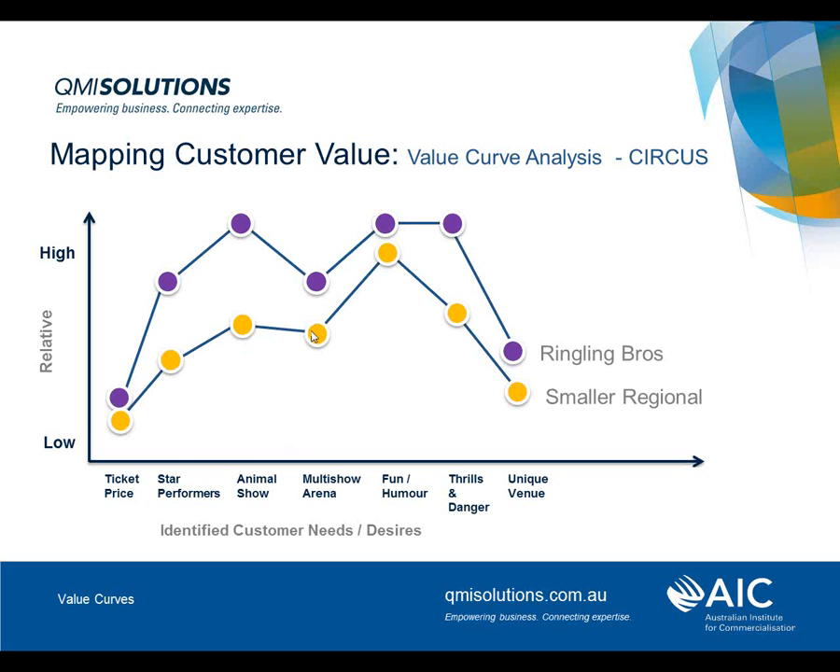They had one arena, not multi-arenas. Fun and humour, they could do that reasonably easily with the clowns. The thrills and danger, well, they didn't have the star performers, so the thrills and danger weren't as exciting. And the venue was a smaller tent, but much the same. So the competitors just followed the same business model. So if you're in that space, trying to compete there is actually very difficult.